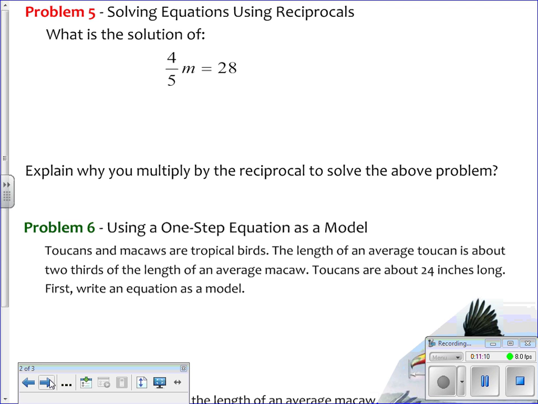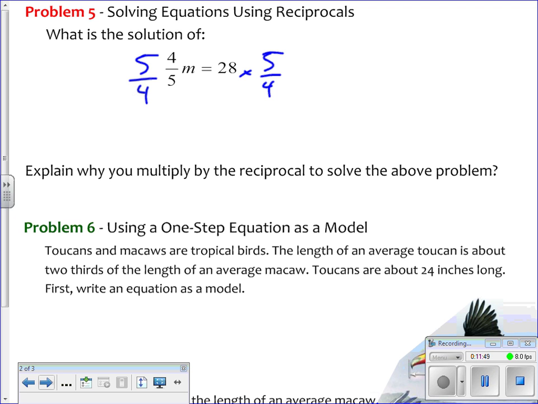Okay, but it gives you a hint. Solving using reciprocals. What is the reciprocal of 4/5? 5/4. Flip it over. So when you have a fraction that is not 1/2 or 1 whatever, you multiply by the reciprocal. So I multiply by 5/4, which means I need to multiply by 5/4. If I do it to one side, I have to do it to the other.